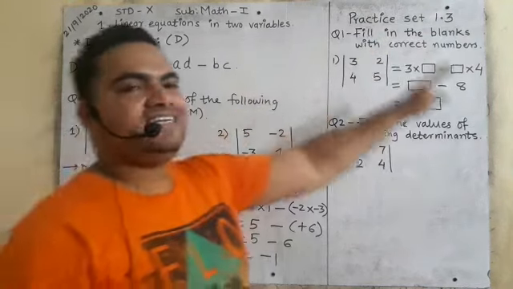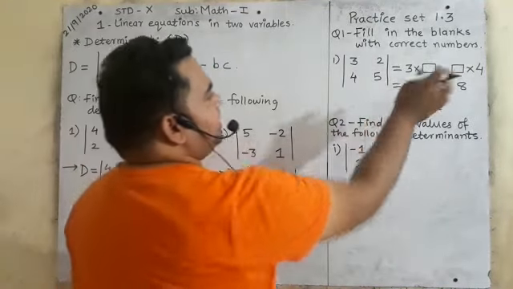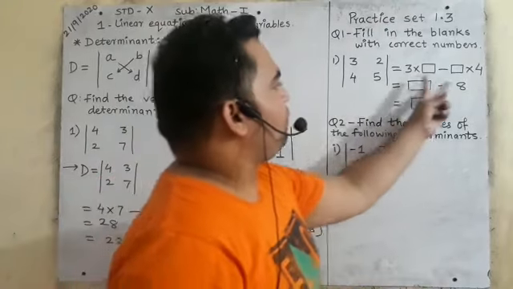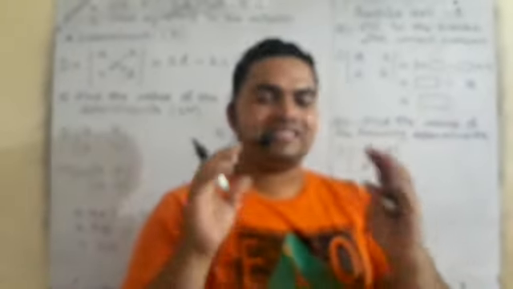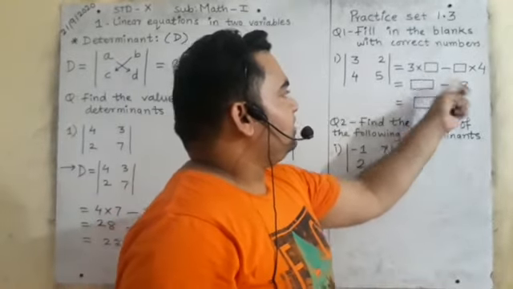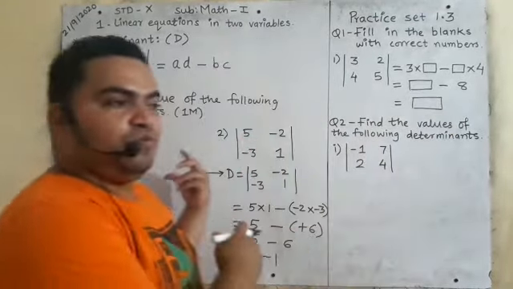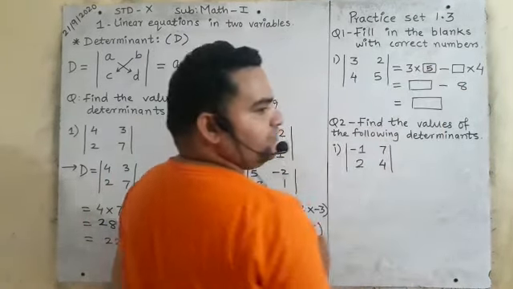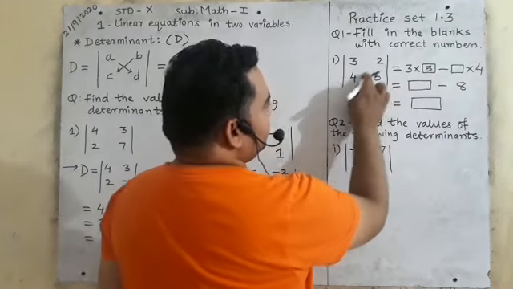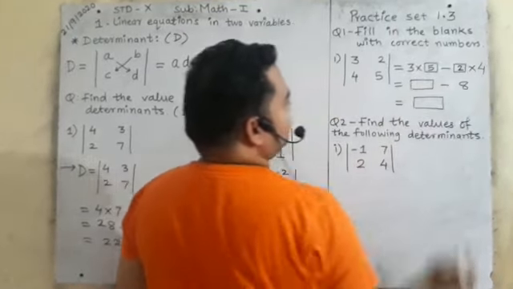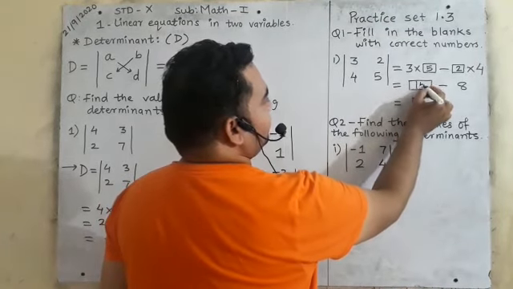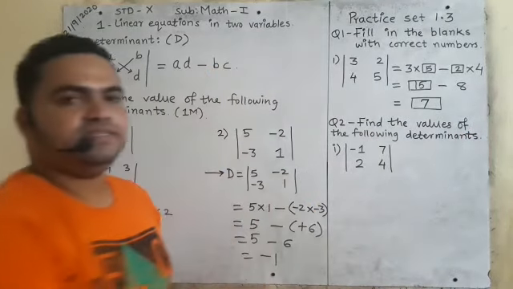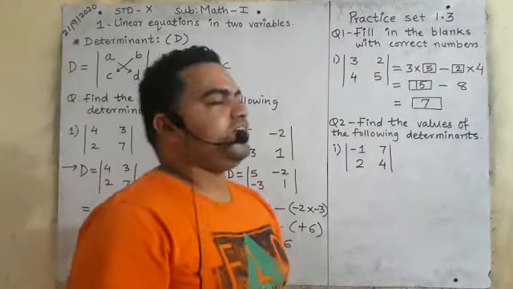Okay, now see practice set 1.3. Fill in the blanks with the correct number. Here the question does not mention determinant, but the way of writing the fill in the blanks, the empty boxes, have been arranged in determinant form. Can you see here? 3 will multiply with 5, so I will write 3 multiplied by 5 minus 2 multiplied by 4. So 3 5s are 15, 2 4s are 8. Now 15 minus 8 will be 7. Is it clear? This is how we have to find the determinant.